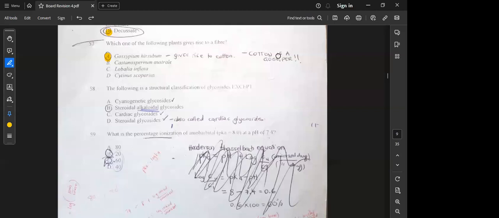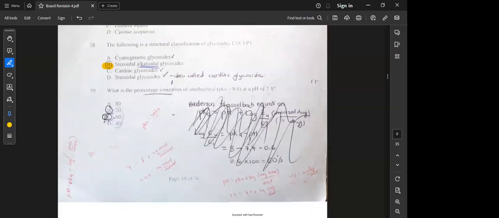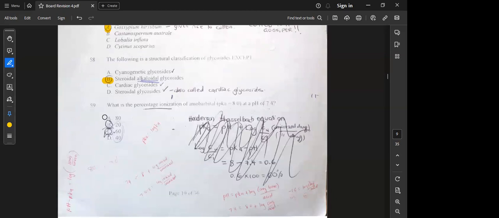Confusion, because there's nothing like steroidal alkaloidal glycosides, though there's a classification of glycosides from cyanogenetic, steroidal, cardiac, and steroidal. Yeah. Oh, okay, thank you. Had we covered glycosides before? Had we discussed glycosides before? Yes, we did. Okay. Then we can go on.